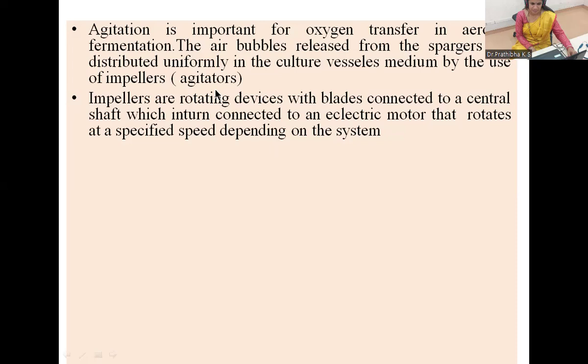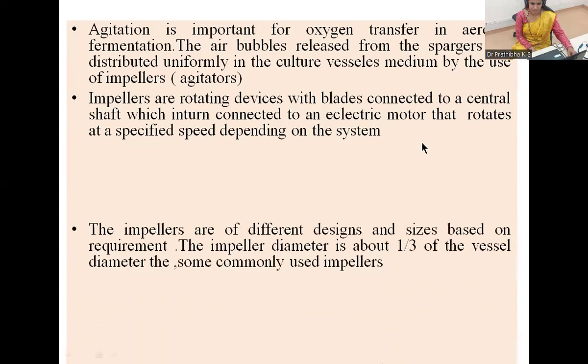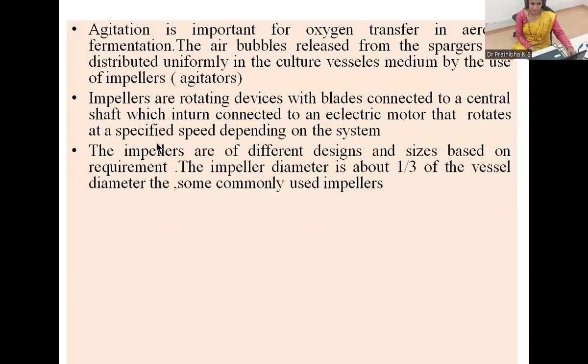What are impellers? You can write this one. Impellers are rotating devices with blades connected to a central shaft, which in turn is connected to an electric motor that rotates at a specified speed depending upon the system. These impellers play an important role in mixing up the inoculum and culture medium, transporting oxygen bubbles to the entire container, and also for homogenization. The impellers are of different designs and sizes based on the requirement and the productivity.